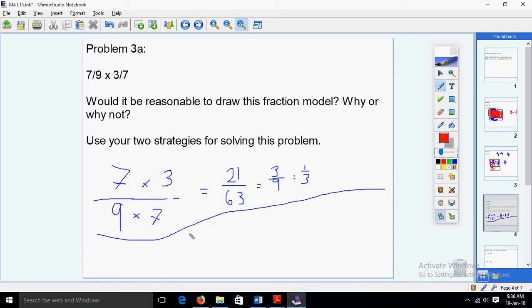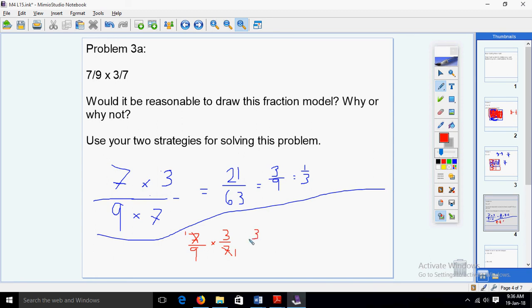Okay? So we're going to set it up the exact same way that we did before. But instead of just multiplying straight across, I am going to reduce first. You can go ahead and put it into one big fraction, but it's a little bit easier for me to just write them out like this. So I notice that 7 and 7 are the same, so I can go ahead and reduce. 7 goes into 7 once. 7 goes into 7 once. So then 1 times 3 is 3.